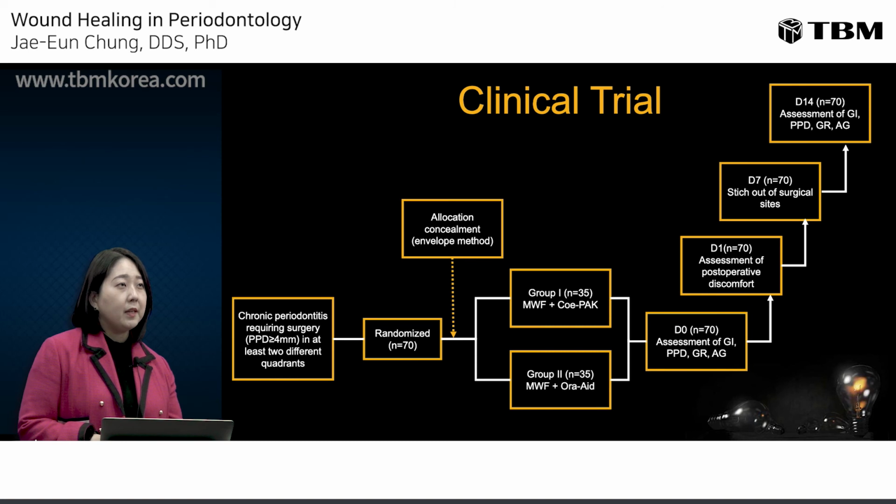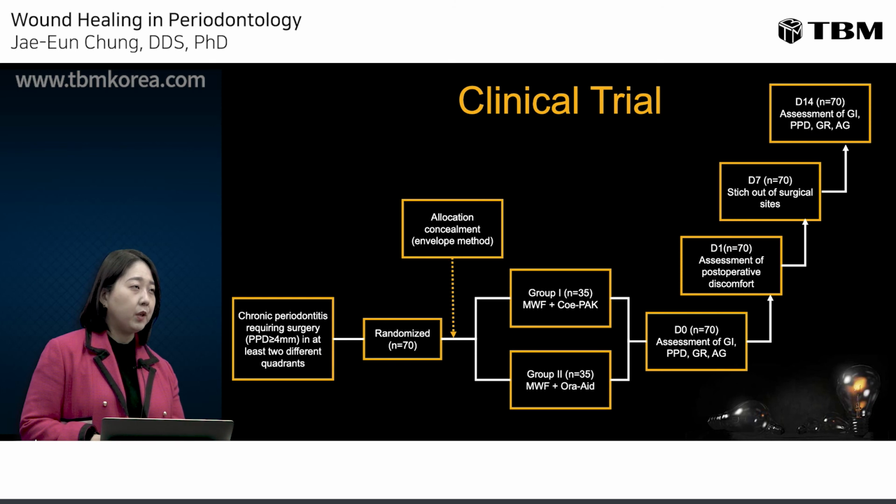So we performed a clinical trial to figure out the effect of mucoadhesive periodontal dressing. We recruited 35 subjects, and each subject underwent periodontal flap surgery at 2 quadrants. One quadrant was assigned to group 1 and Coe-Pak was applied, and the other quadrant was assigned to group 2 and Ora Aid was applied. We assessed clinical parameters like gingival index, periodontal pocket depth, and postoperative discomfort and pain.